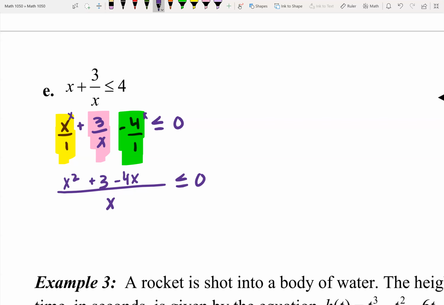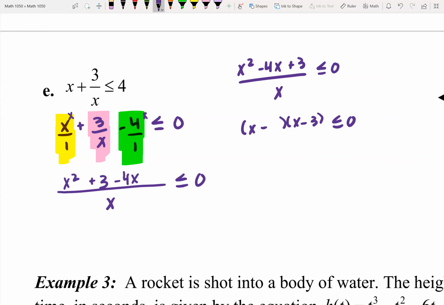Now, I certainly hope you look at that and can tell that the top is weird, like it's in the wrong order. So all you have to do is go x to the second minus 4x plus 3 over x is less than or equal to 0. So now step 2 is done. I've got my common denominator. Step 3 is to factor. So it's going to go to x and x. Signs are the same. They're both negative. 3 and 1 multiply to give me 3 and add to give me 4. And that's all over x.